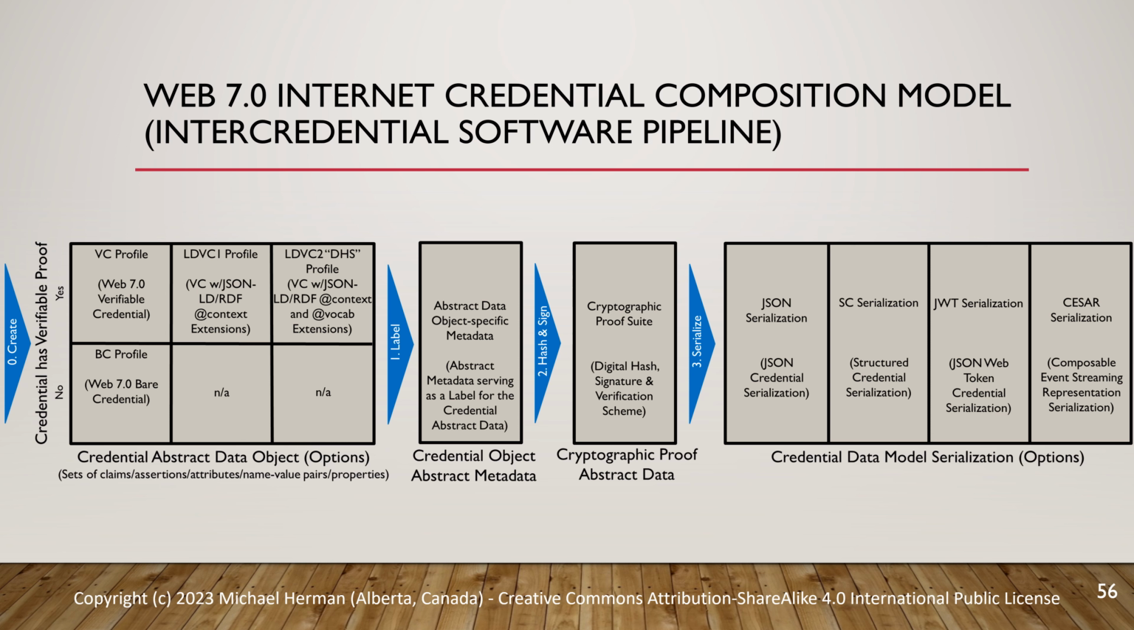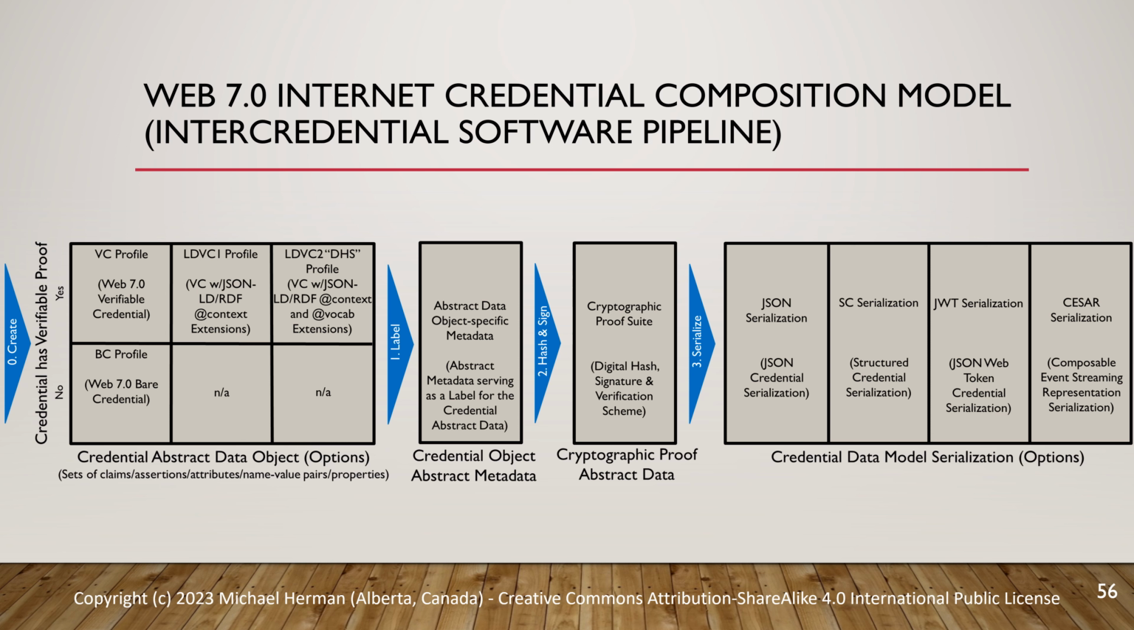Into that same bag or sack of properties and metadata, we're going to add a digital hash and a signature. And that's going to come from a cryptographic proof suite. And the cryptographic proof suite is going to add the capabilities of computing hashes, signatures, and being able to do verification, post-verification of the same.